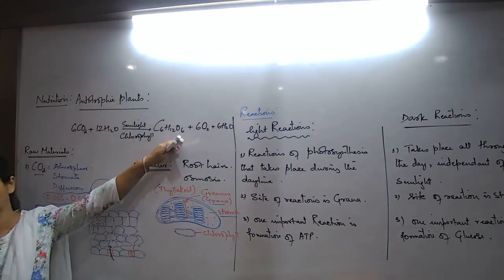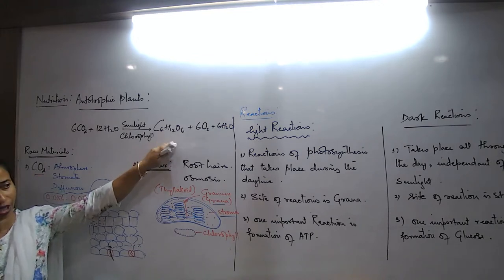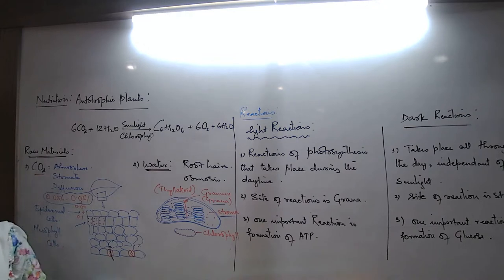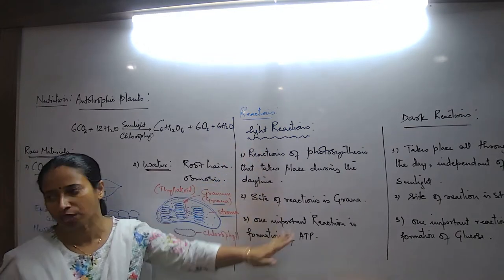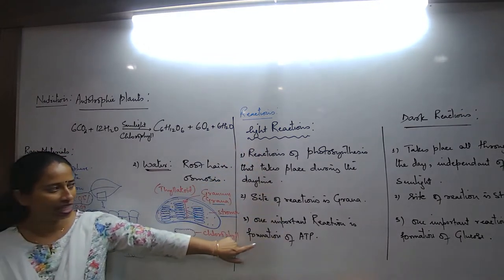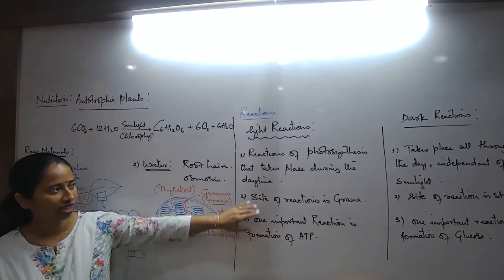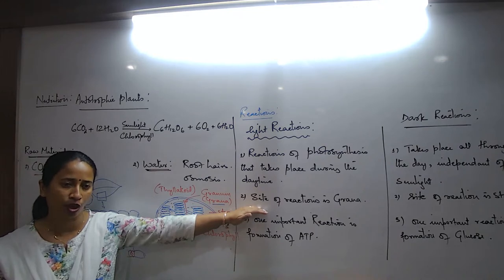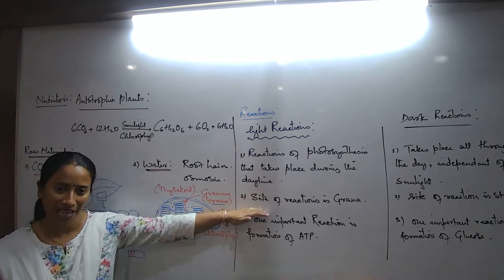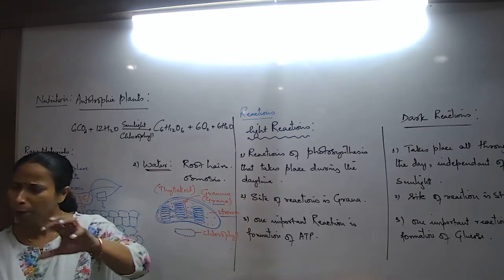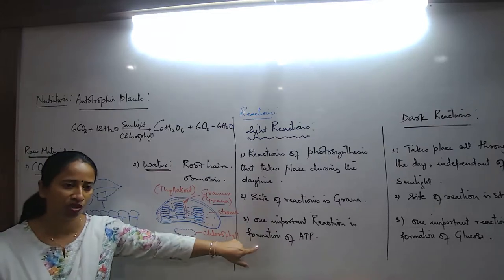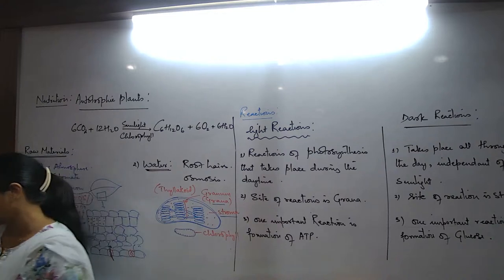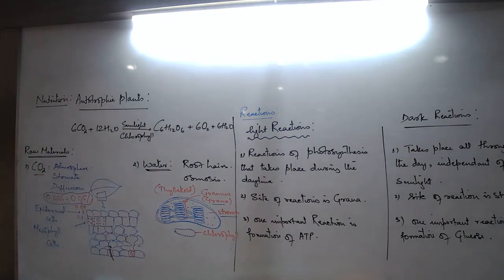This site of the reaction we are yet to study, and also certain other features on the light and dark phase. For now, you are supposed to understand these three differences only: in the light reaction and dark reaction, when does it take place, dependent on sunlight or not, and what is the site of the reaction. One prominent reaction during the light phase is ATP formation, and on the other side, formation of glucose.